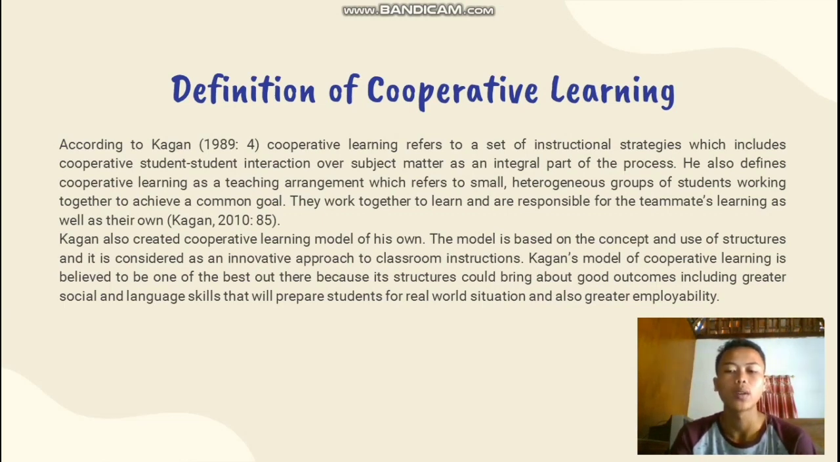Kagan also created cooperative learning model of his own. The model is based on the concept and use of structures, and it is considered as an innovative approach to classroom instruction. Kagan's model of cooperative learning is believed to be one of the best out there because its structure could bring about good outcomes including greater social and language skills that will prepare students for real-world situations and also greater employability.